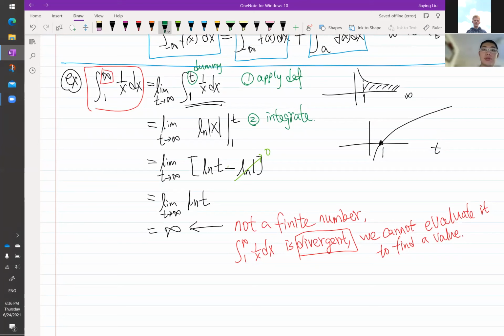So the first step is to apply the definition. The second step is to integrate. The third step is to take the limit and find the limit from there.